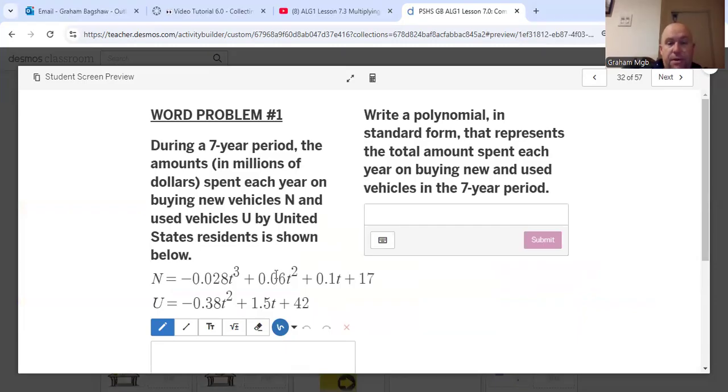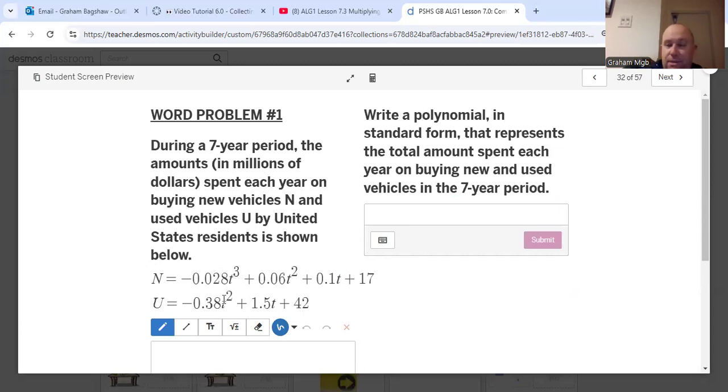Here we go. Here's the amount for new cars. Here's the amount for used cars. Write a polynomial in standard form. So standard form was when the powers decrease. So we start off with a power of, for this question, 3, then 2, then 1, and so on. That represents the total amount spent each year on buying new and used vehicles. So as it says that word total again, and I'm adding these together.